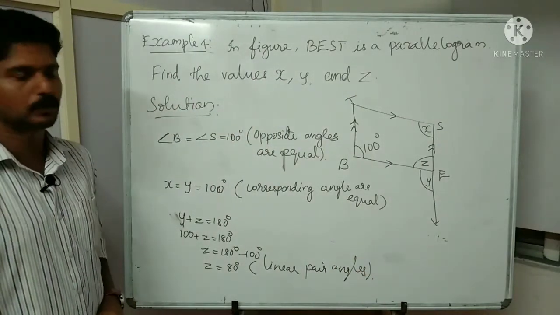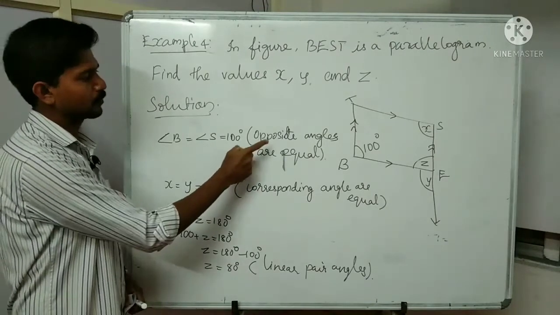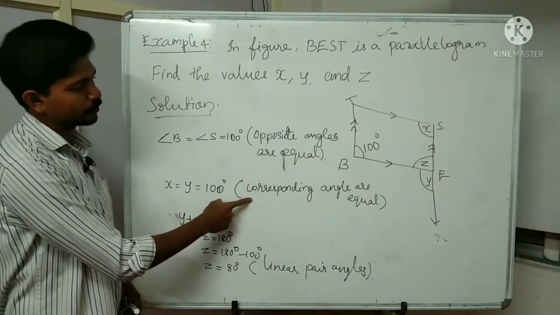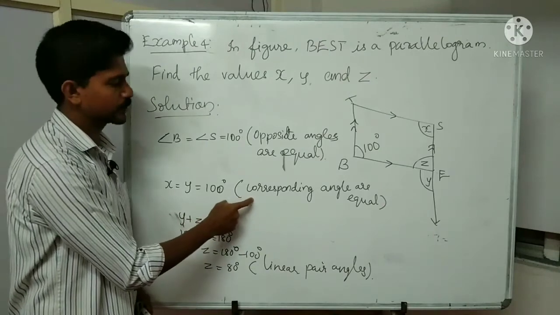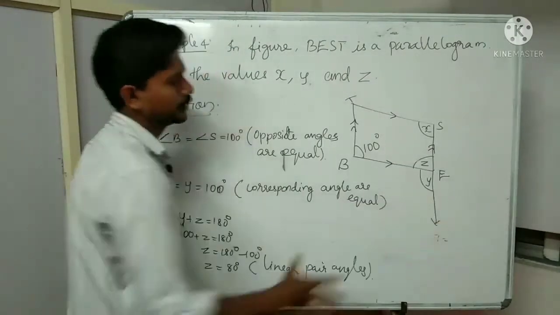So we used three properties here. One is the property of a parallelogram, that is opposite angles are equal. Here the property of a transversal, that is corresponding angles are equal, and here we used linear pair.